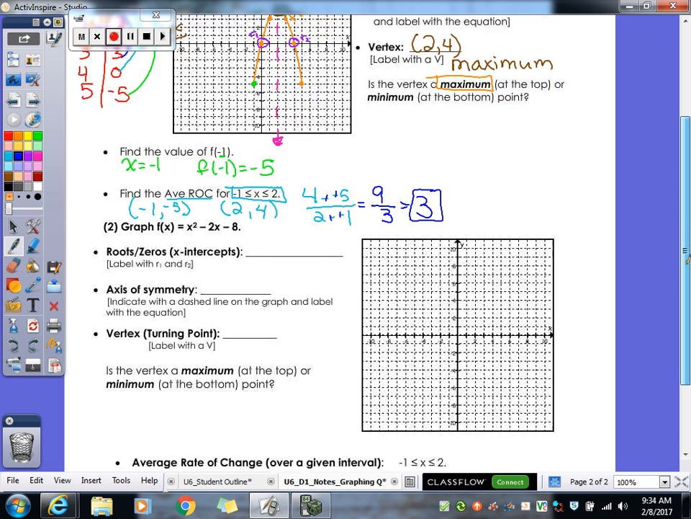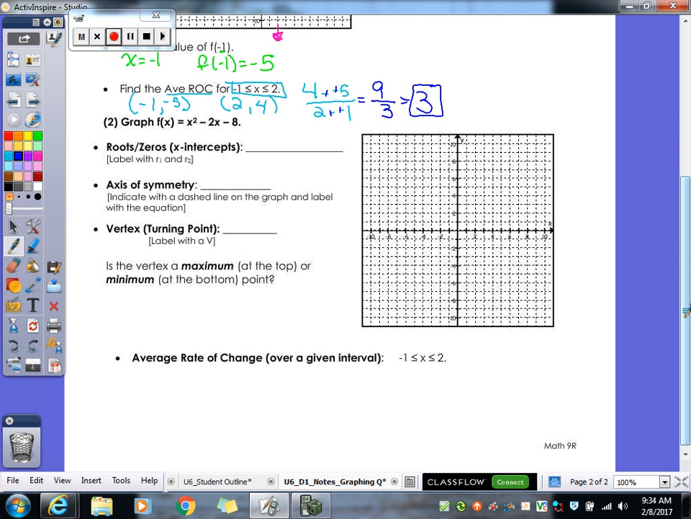All right, so what I want you to do right now is I want you to try to graph this one on your own. See if you can find your table. And then see which of these questions you can answer on your own. We'll go over them in a couple minutes.